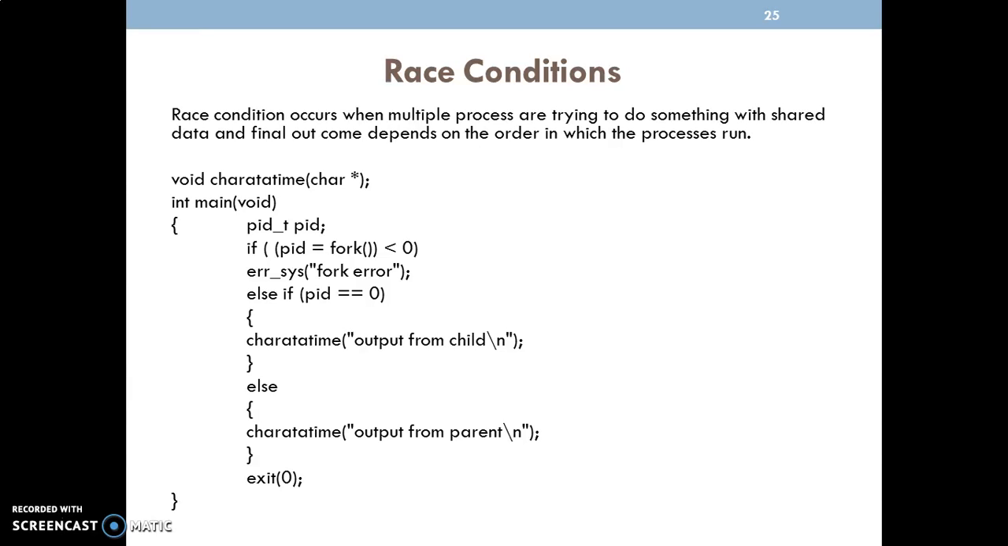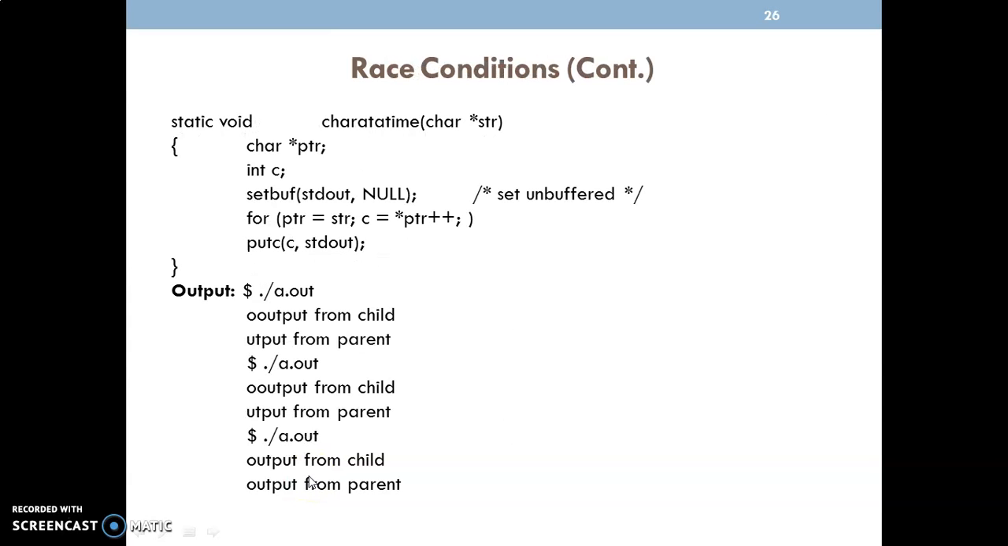This is one simple program I have taken here. Under this we are creating the child process by calling the fork API. Then we allow the child to execute first. Again we are printing a character at a time. This is the function we are calling; we'll see how it works here. Then we are terminating. This is a simple function that outputs a character at a time.